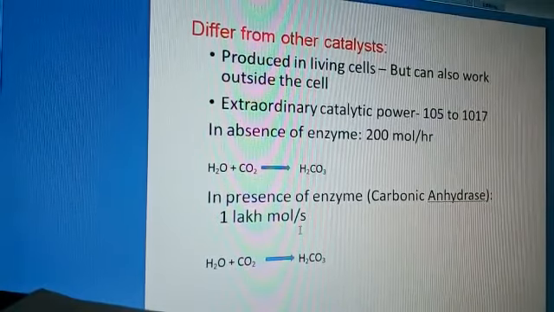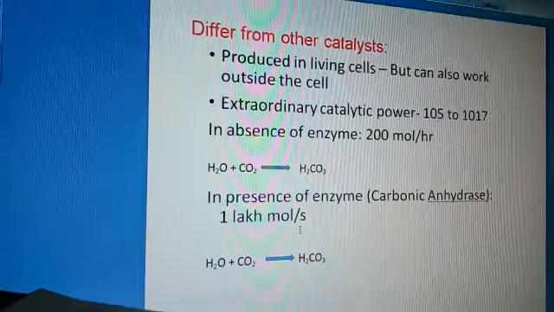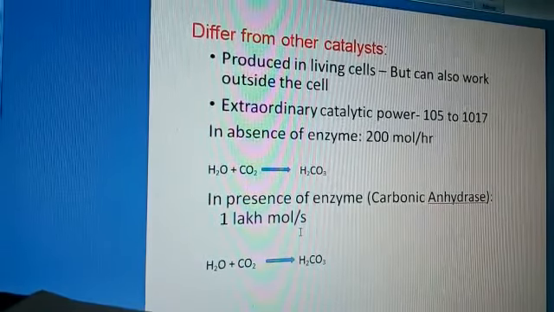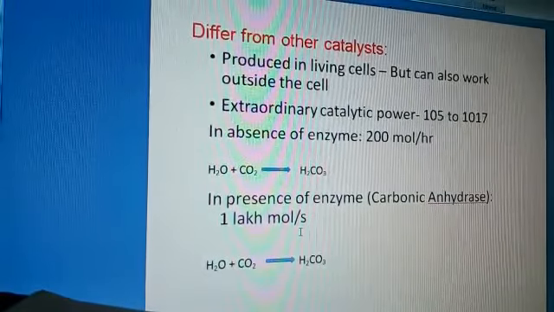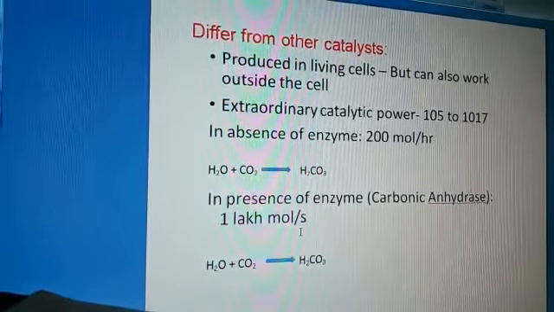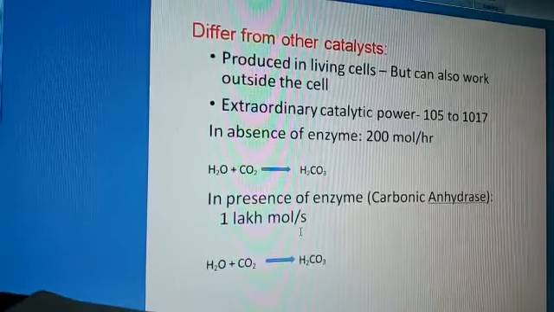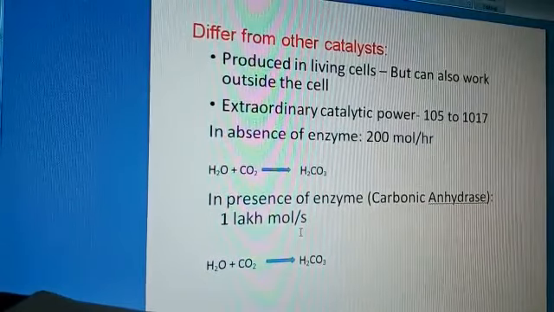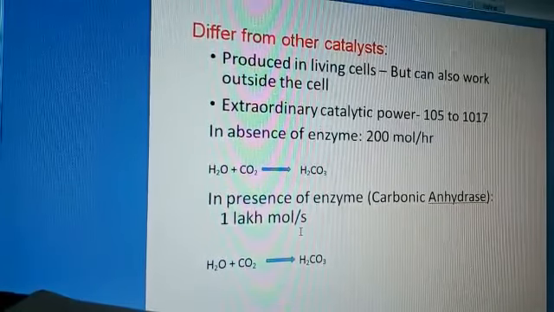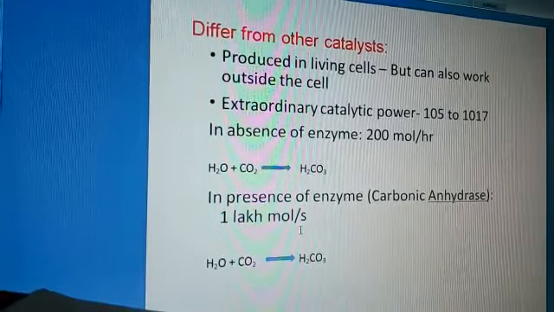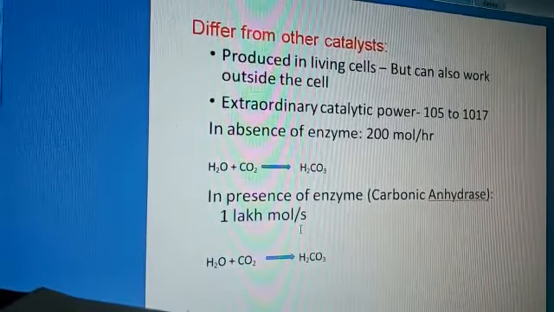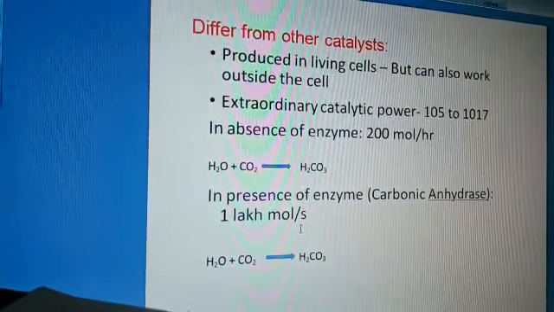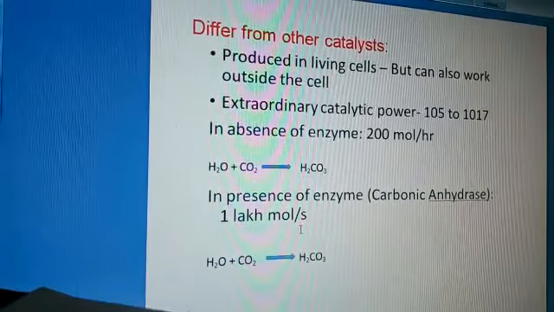If you see this reaction, water and CO2 will react together in the absence of enzyme to form carbonic acid, and approximately 200 molecules of carbonic acid are formed per hour. But when water and carbon dioxide react in the presence of enzyme carbonic anhydrase, which is one of the fastest enzymes, approximately 1 lakh molecules of carbonic acid are formed per second. Just imagine, 1 lakh molecules per second. See the magnitude of rate enhancement.